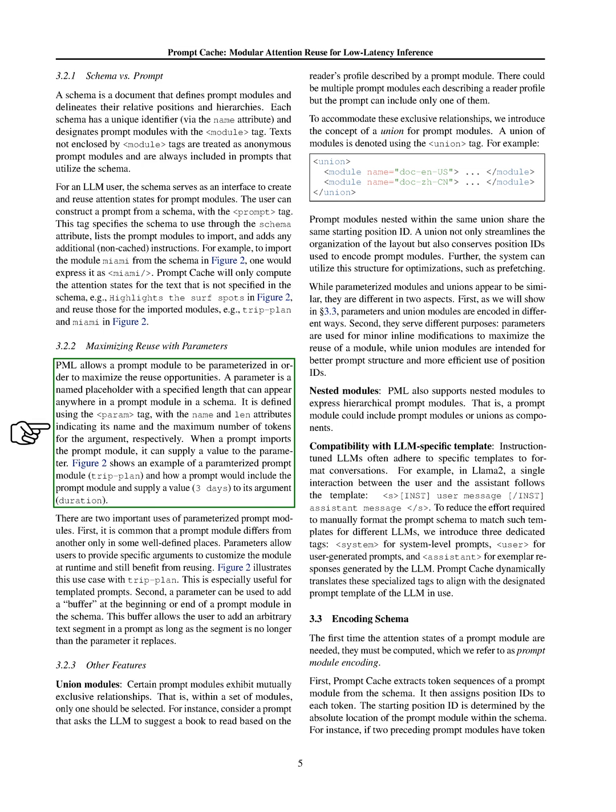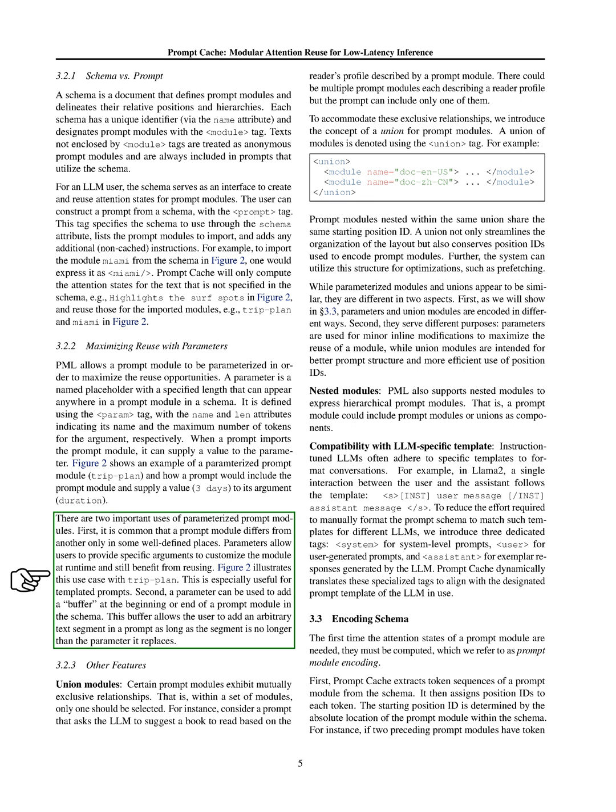In summary, we've proposed a system that allows for the efficient reuse of attention states in language models, even when text segments appear in different positions. This system, called prompt cache, uses a prompt markup language, PML, to make the structure of prompts explicit and to allow for the parameterization of prompt modules.